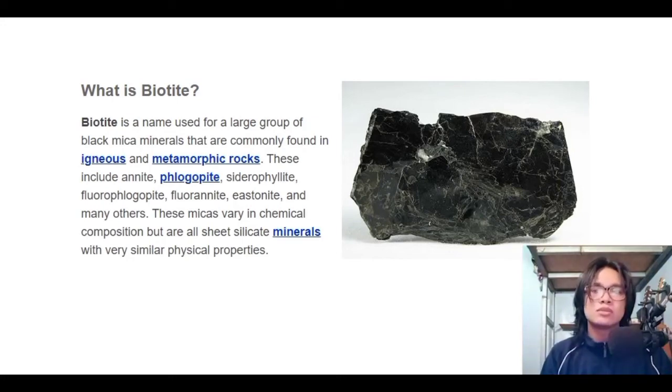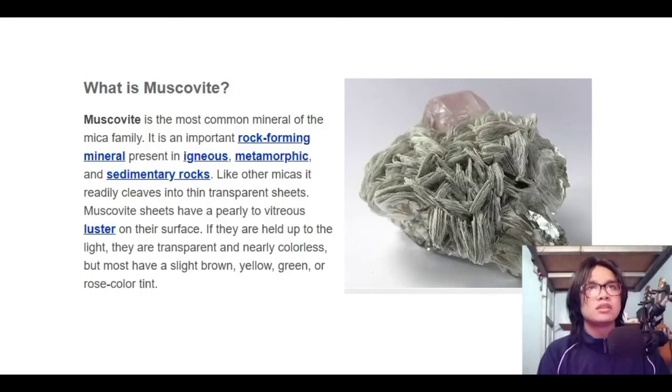Muscovite. Muscovite is the most common mineral of the mica family. It is an important rock-forming mineral present in igneous, metamorphic, and sedimentary rocks. Like other micas, it readily cleaves into thin, transparent sheets. Muscovite sheets have a pearly to vitreous luster on their surface. If they are held up to the light, they are transparent and nearly colorless, but may have a slight brown, yellow, green, or rose-colored tint.